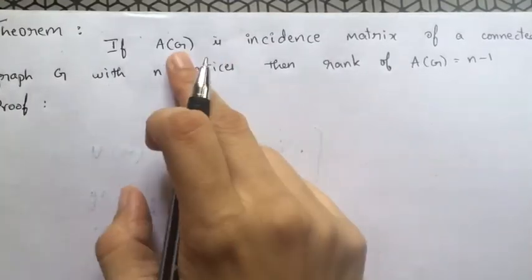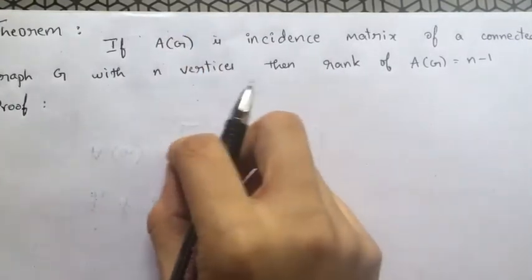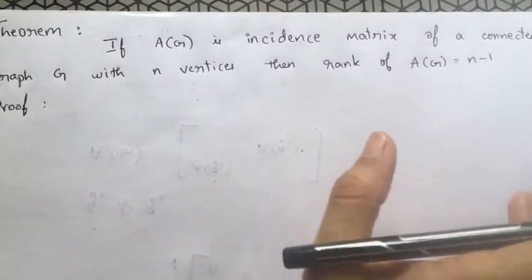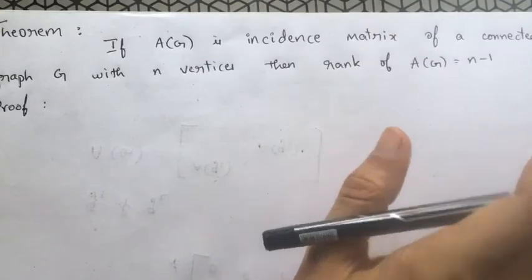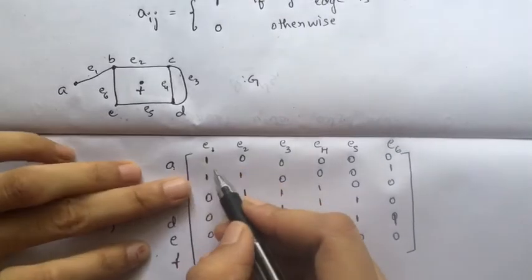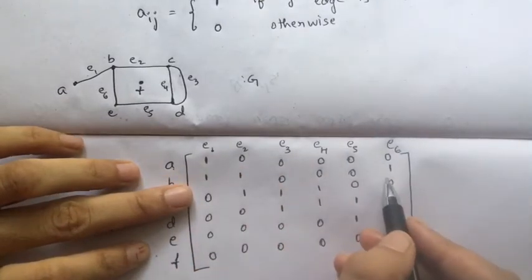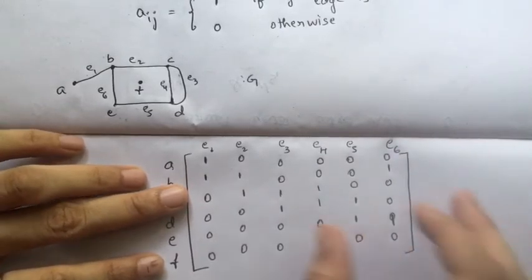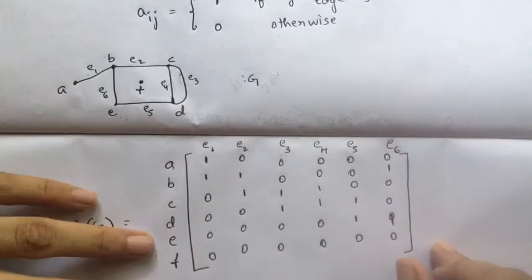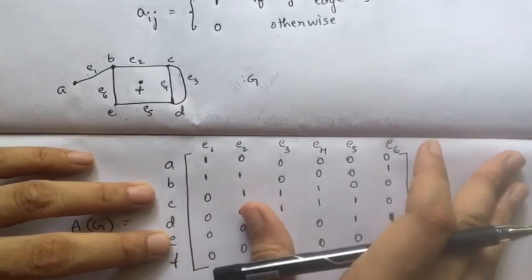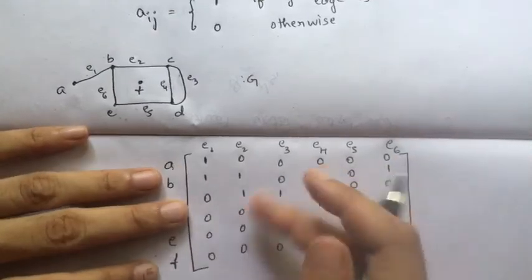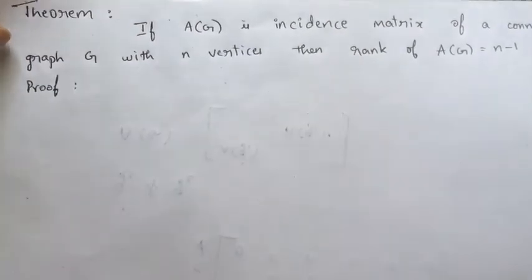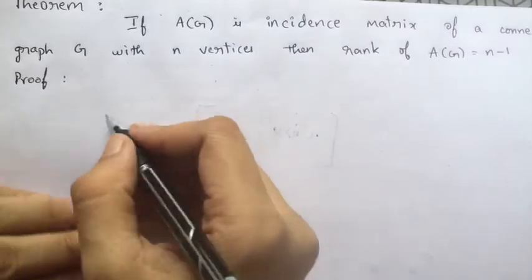Each row in an incidence matrix can be regarded as a row vector over the Galois field, because the entries are only 0 and 1. So each row I can take as a vector over the Galois field 2. That means I'm taking a vector space of a graph, and there I'm taking each row as a row vector.